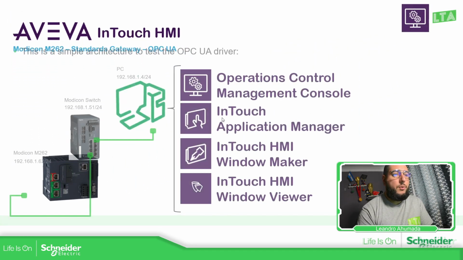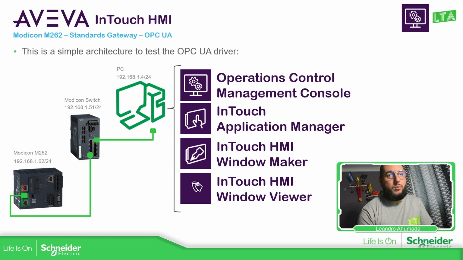So there are a few things that I'm going to try to do in this video. I have this PLC with this IP address already connected, already configured for sharing variables from the OPC UA. I have a switch in the middle, and then I have my PC. So what we need is the Operations Control Management Console, which is the one that has all the drivers that we're going to use, and it will act as a server in order to read all the information from the controller. And then in these three apps, we should be able to do the things that we need. So there we go. Next one.